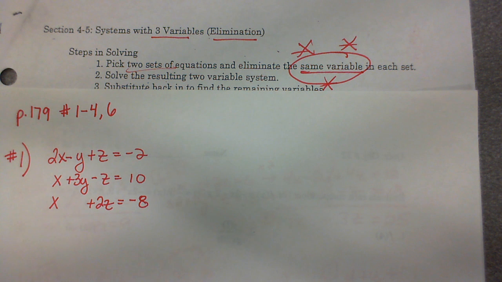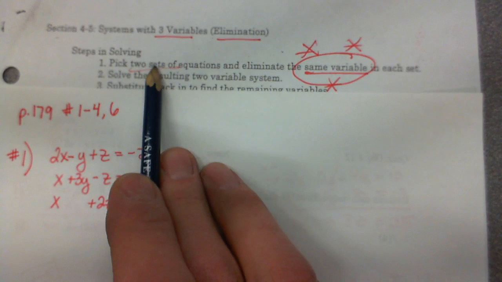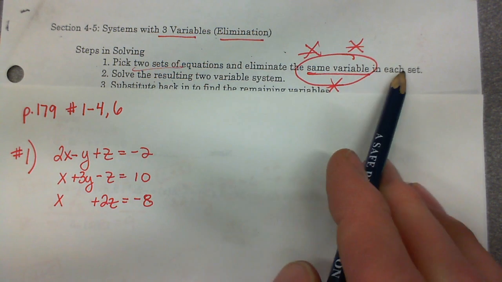And students get all worked up. Oh, there's no y, there's no y. What are we going to do? And I say, relax, because that's actually good news. Because remember, your goal is to pick two equations and eliminate the same variable in each.